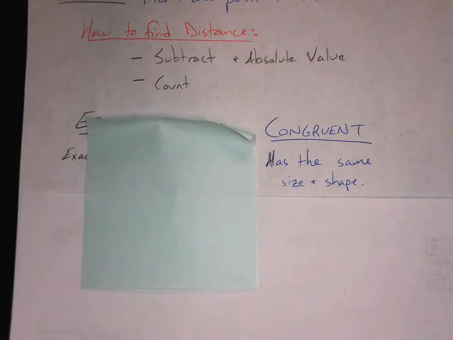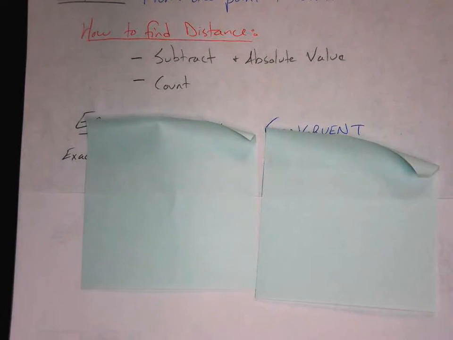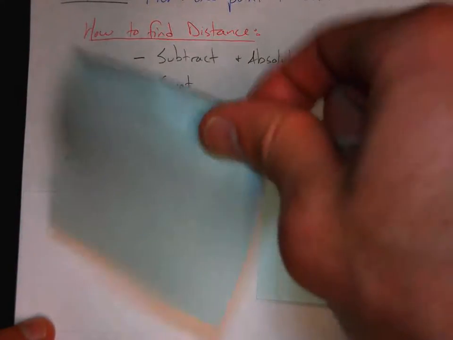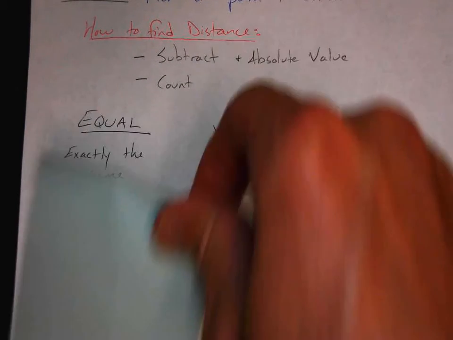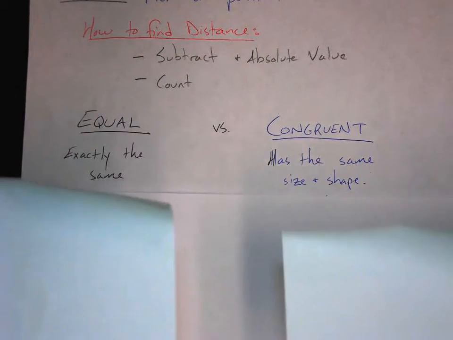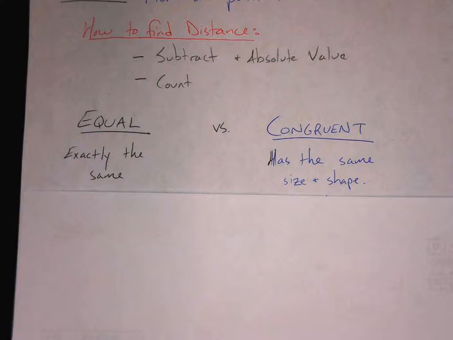example. Here's a piece of paper. Here's another piece of paper. They are exactly the same size, shape, and color, but they are not the same pieces of paper. Only this piece of paper is the same as this piece of paper. This is equal to itself. This is not equal. This is congruent.